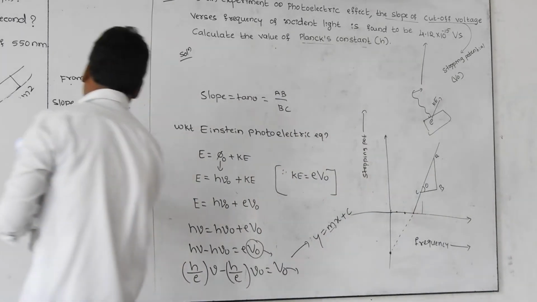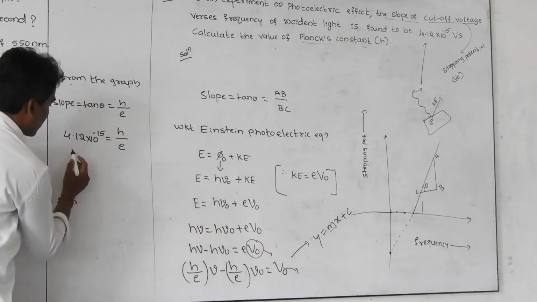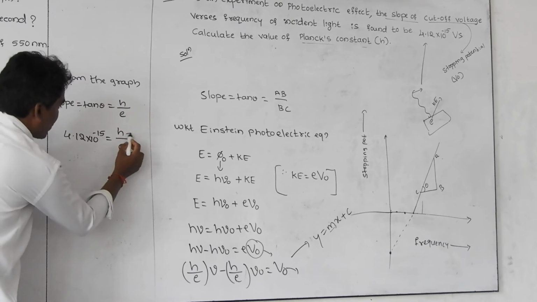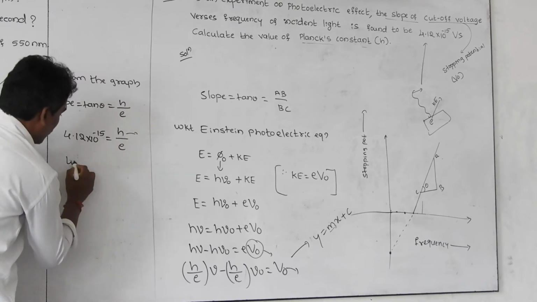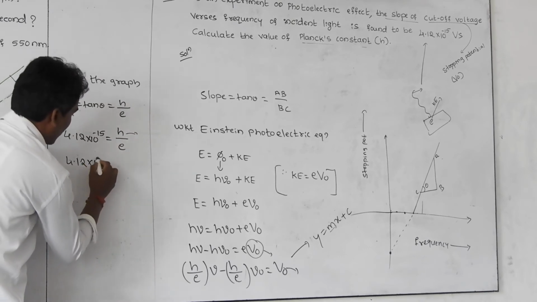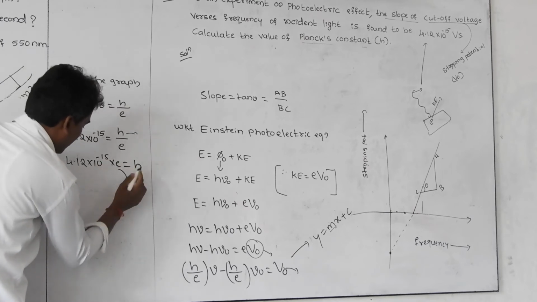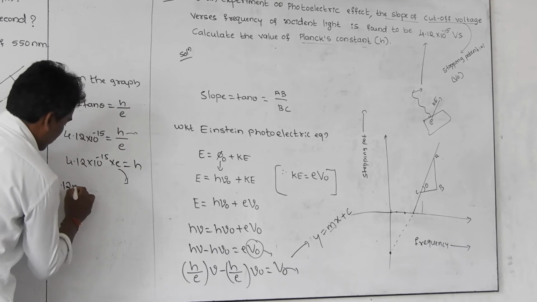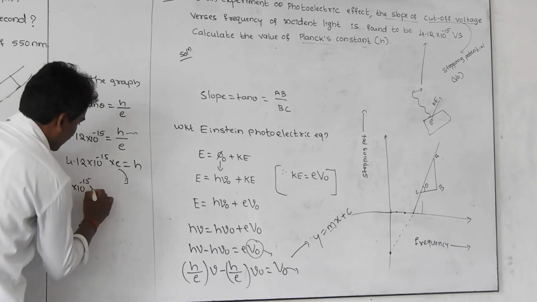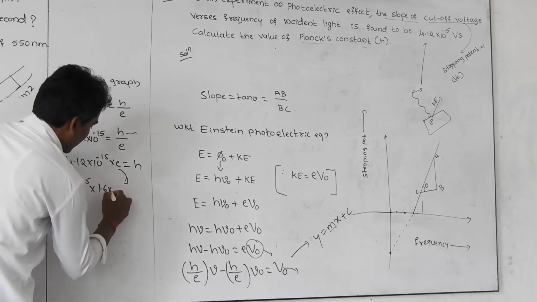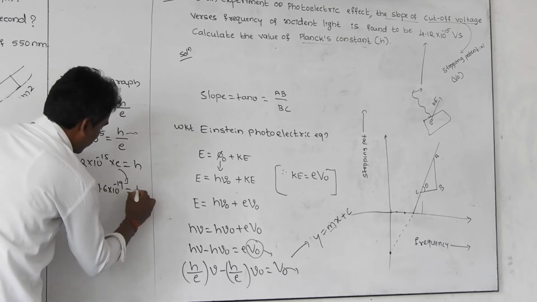Therefore, I am taking directly the slope value that is given in the question, and you need to find out Planck's constant value. 4.12 into 10 to the power of minus 15 into e is equal to h. e is the given charge of electron. 4.12 into 10 to the power of minus 15 into 1.6 into 10 to the power of minus 19 is equal to h.